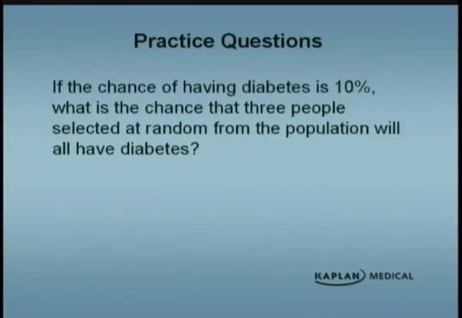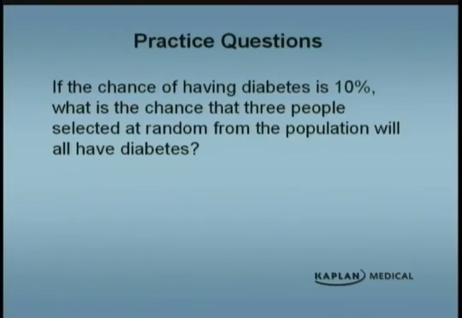Here's the first question for you. If the chance of having diabetes is 10%, what's the chance that 3 people, selected at random from the population, will all have diabetes? Well, the issue here is 3 separate people. Therefore, the issue here is about independence.